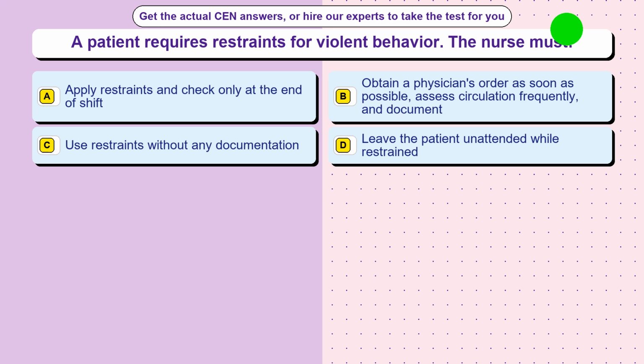Question 1. A patient requires restraints for violent behavior. The nurse must: Option A. Apply restraints and check only at the end of shift. Option B. Obtain a physician's order as soon as possible, assess circulation frequently, and document. Option C. Use restraints without any documentation. Option D. Leave the patient unattended while restrained.